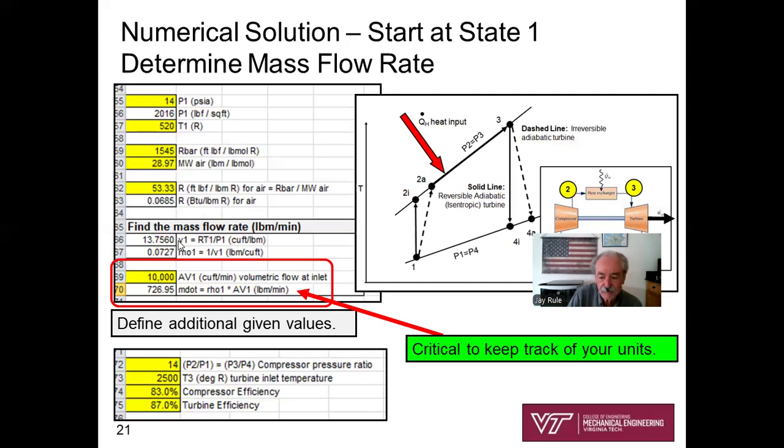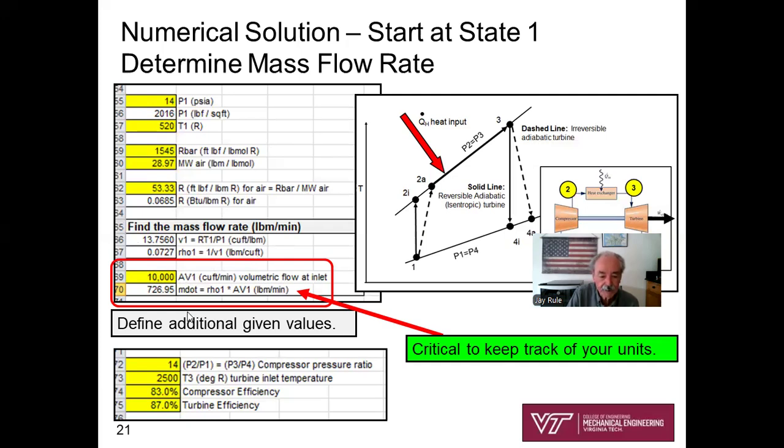But let's determine V. What's the specific volume V1? V is RT over P. That's the ideal gas law. You should have that in your head, of course. So I used P1 in pounds force per square foot to get V1 is 13.76 cubic feet per pound. So I take the reciprocal of that to get rho 1. Rho 1 is 0.0727 pounds mass per cubic foot.